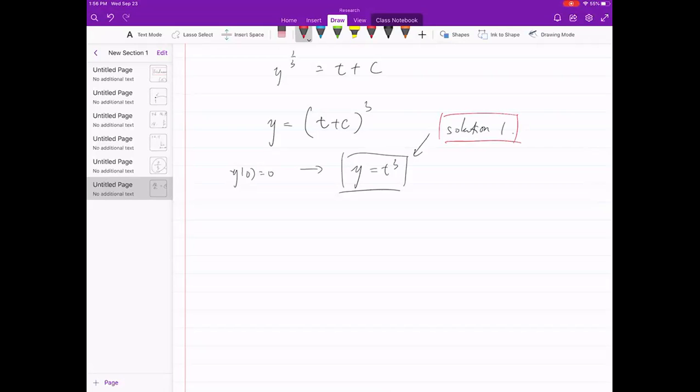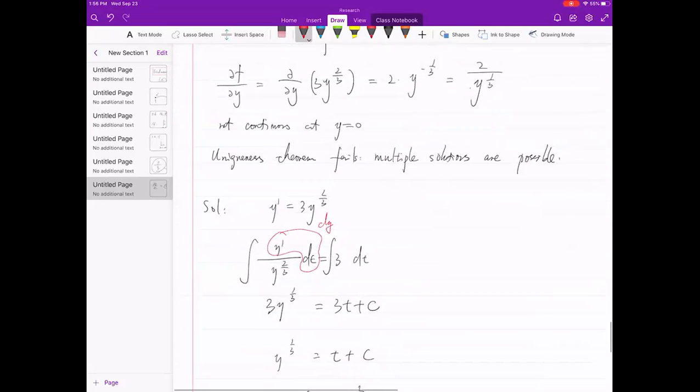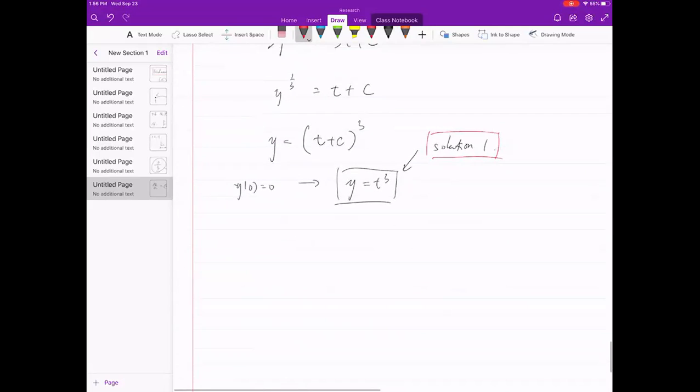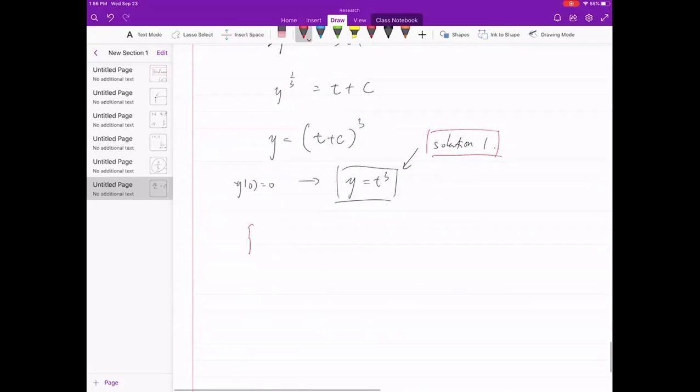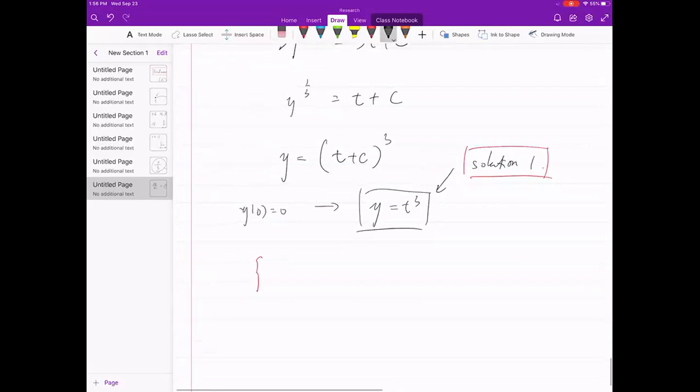Sounds good? If you don't know uniqueness, you will go ahead and try to do this, and you finish, that's fine. But now we know uniqueness fails. That means it's possible that we have another one. May not have another one, but it's possible. Can you just look at this differential equation, the initial value problem, and find another solution?